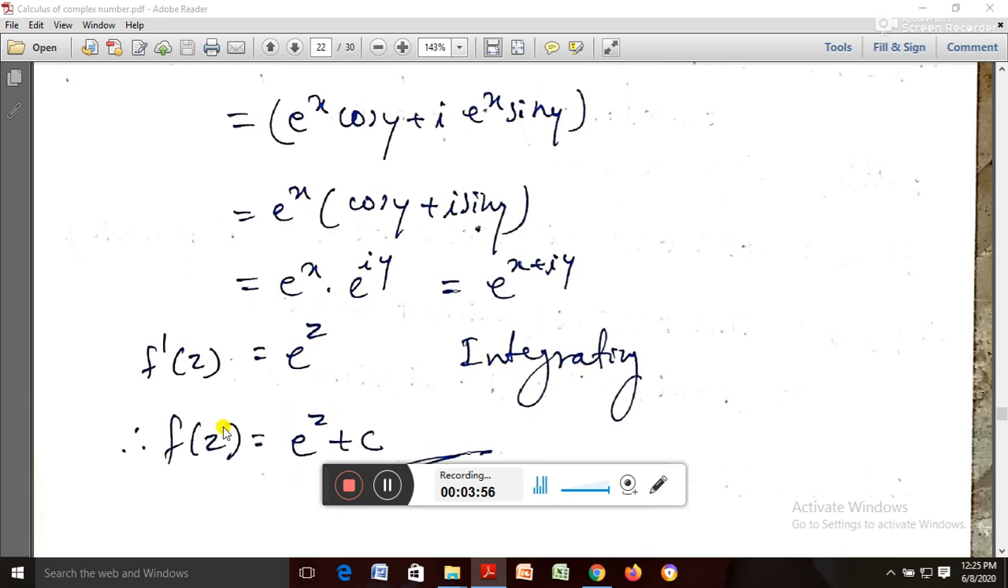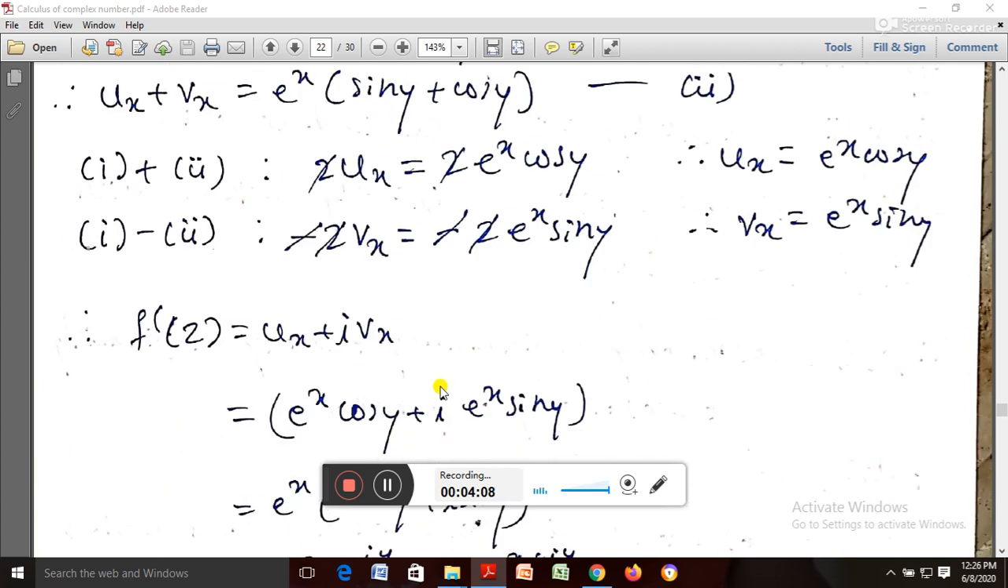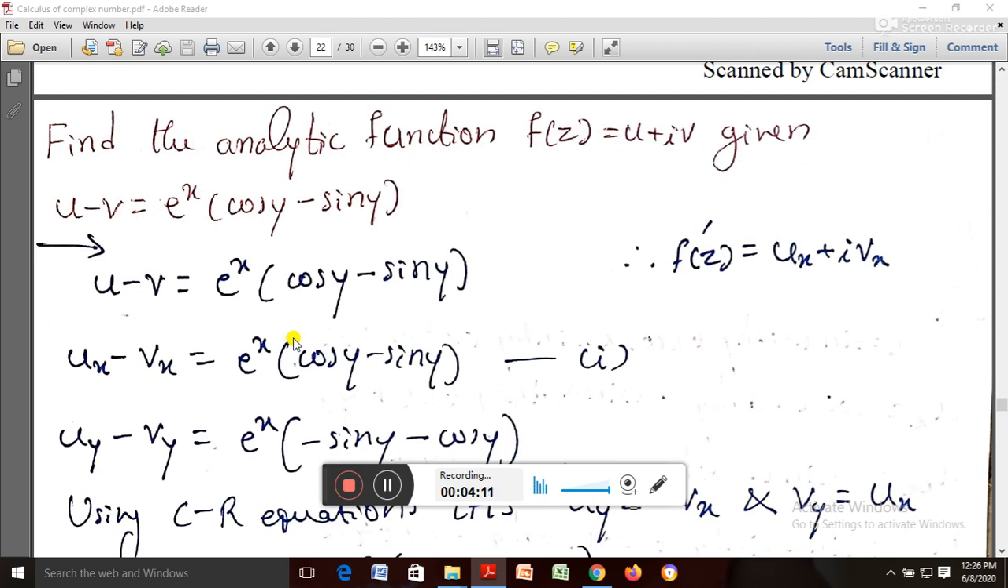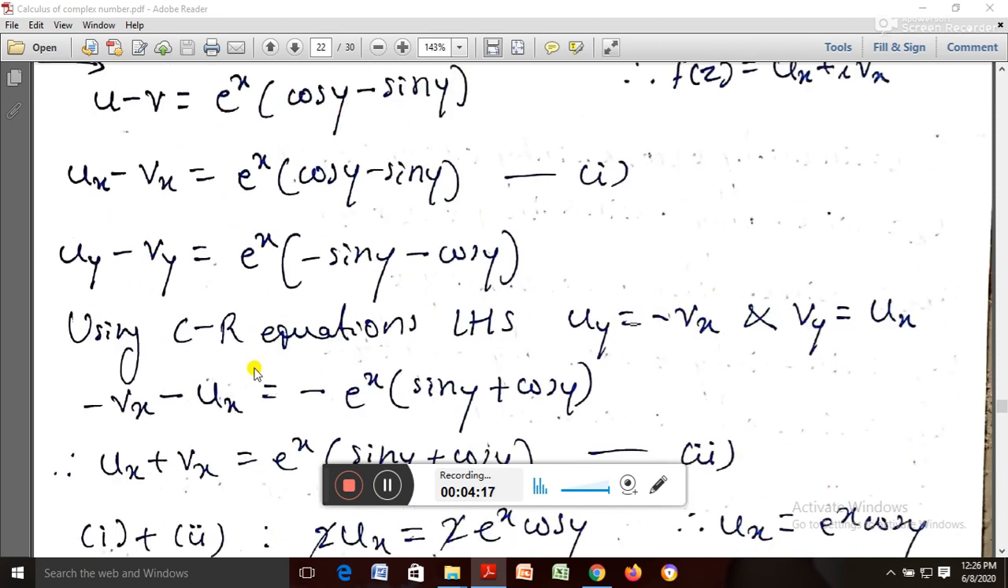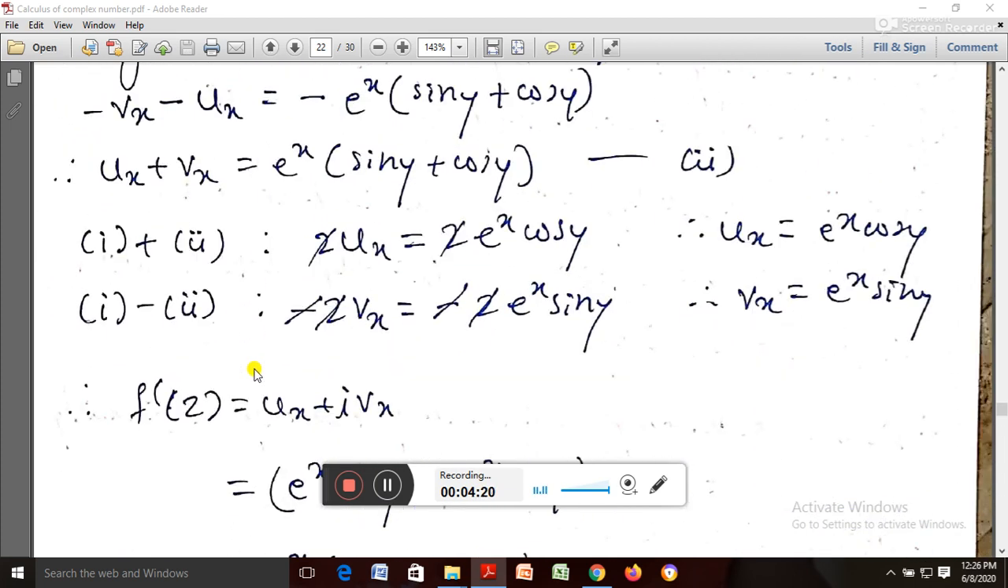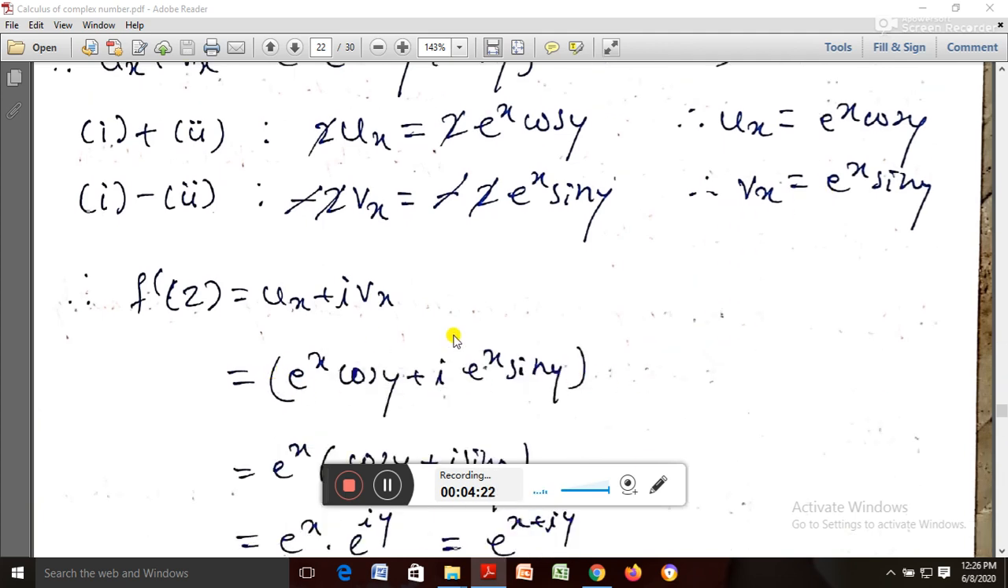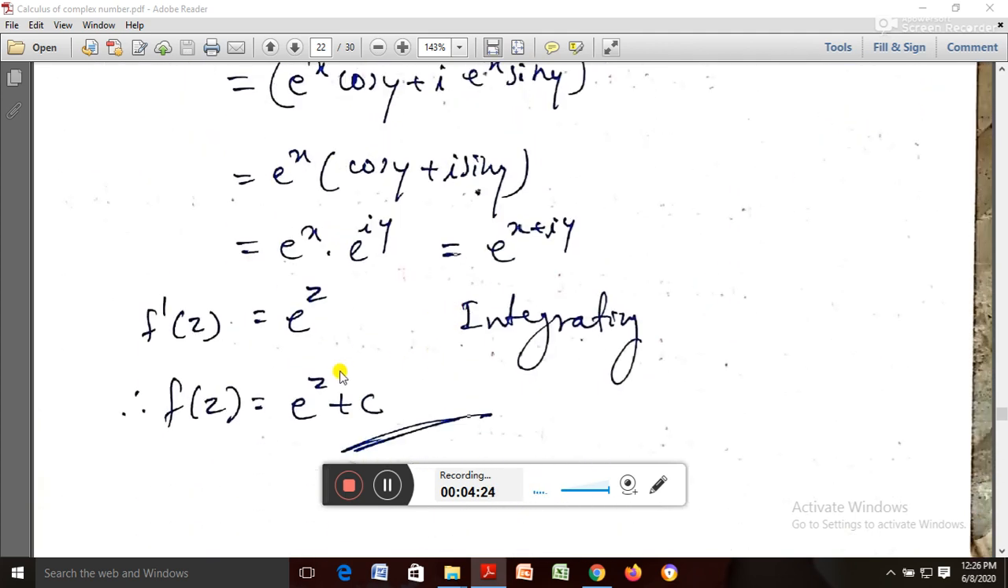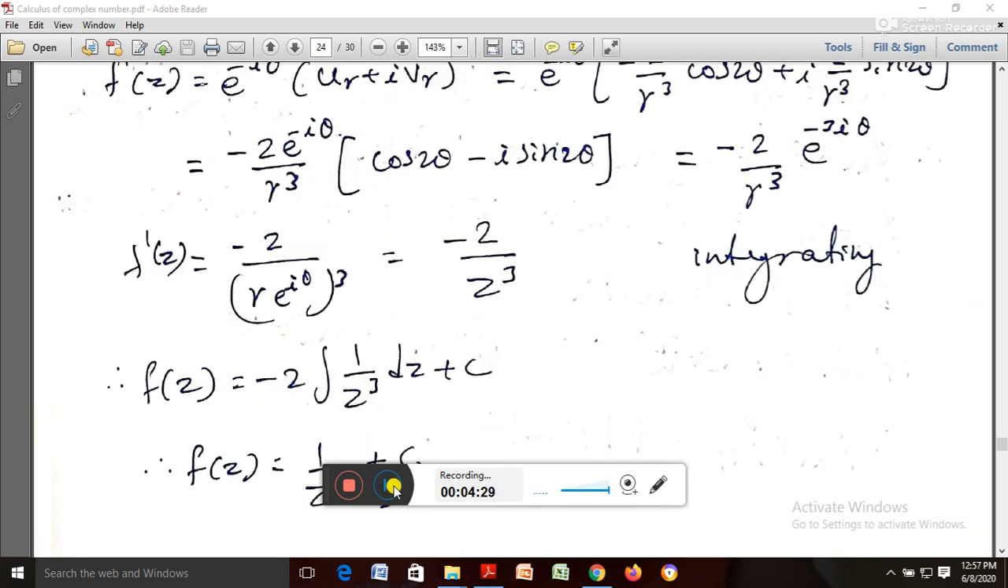On integration we get f of z is equal to e raised to z plus c. So it is the same procedure as type 1, but they have not given f of z directly, they have given it in the form of u minus v plus v. So this is the procedure: find the derivative of u with respect to x and y, then solve the simultaneous equations, find ux and vx, put in f dash of z, then integrate, and we get f of z. So this is a type 3 example.